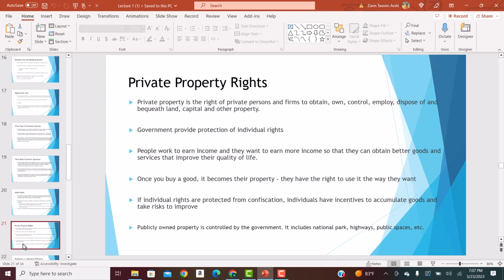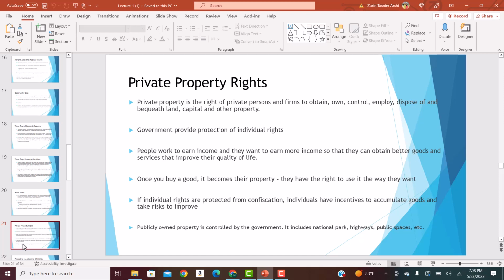We also talk about private property rights. Private property is the right of private persons and firms to obtain, own, control, employ, dispose, and bequeath land, capital, or any other property. Basically, when an individual or group has personal right on a resource, with how they own it, control it, and employ it, that is known as private property rights. And basically, government cannot prevent that, and government actually must provide protection to provide these individual rights.